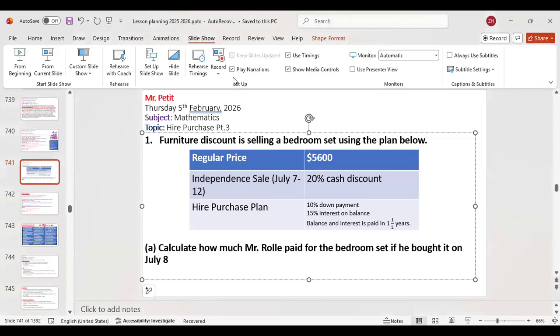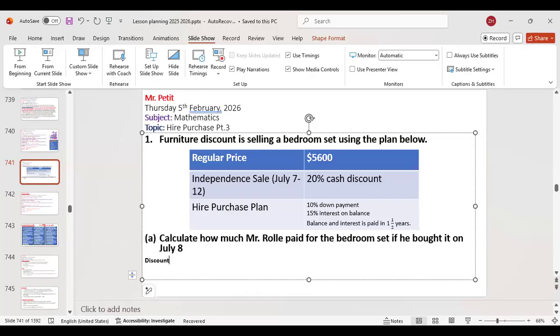20 over 100 times 5,600 over 1. Why would you do that, Casey? I said put 20 over 100 times 5,600 over 1. Very good. But I'm saying, why would you do that? Because there's a sale, so he got a 20% cash discount. Very good. Because how much he paid is going to be the regular price minus the discount. All right. So let's first figure out what the discount is.